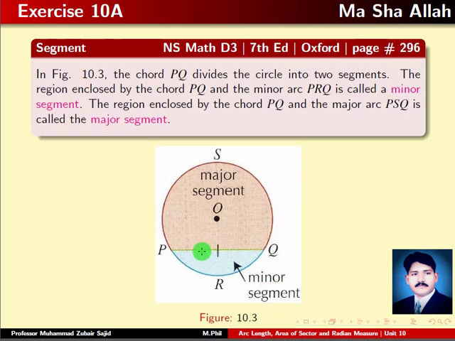Here the line PQ divides a circle into two parts. Here the blue area enclosed by a chord PQ and a minor arc PRQ is called the minor segment, while the area enclosed by PQ chord and PSQ arc is called the major segment of the circle.